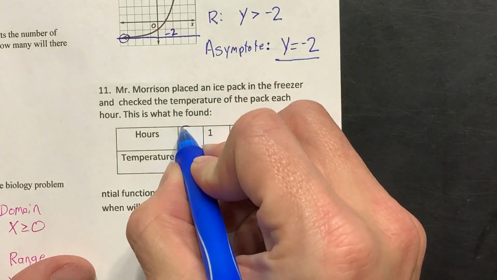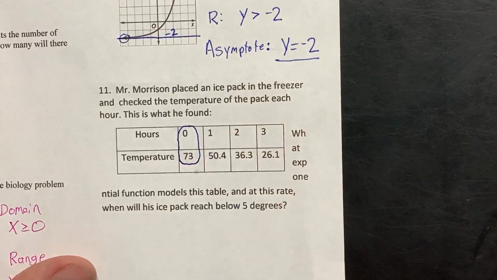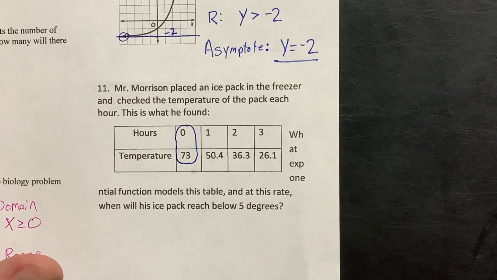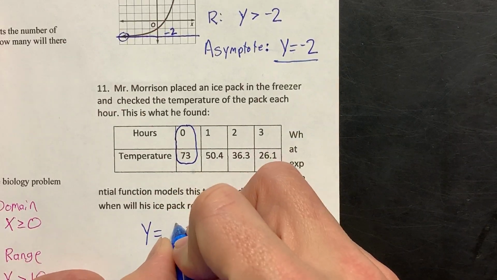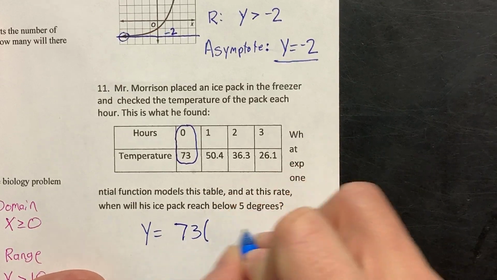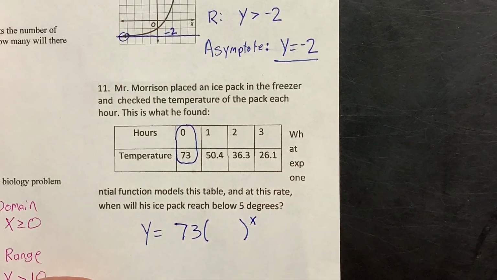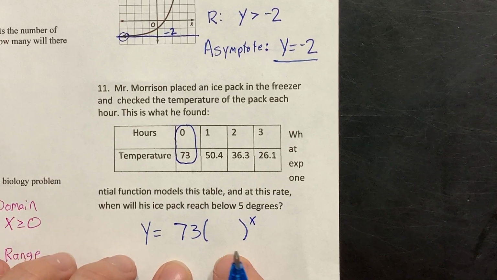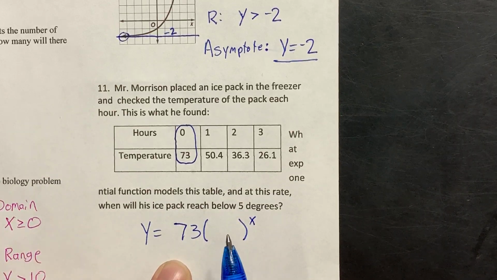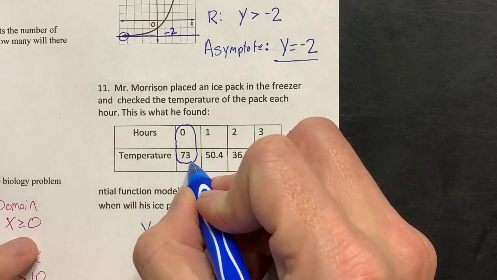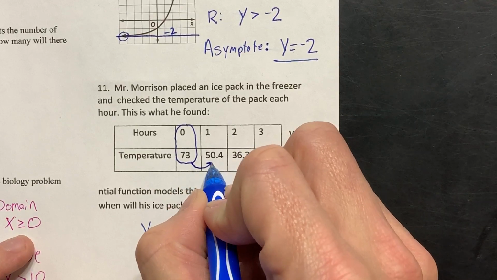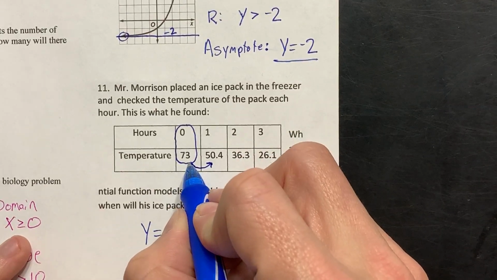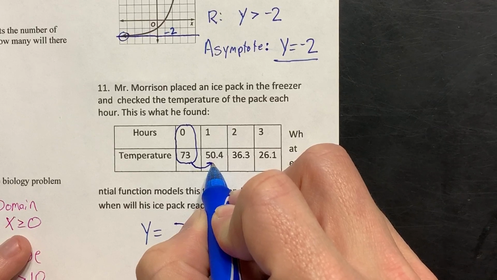I can tell just from looking at this, 0 hours, 73 degrees, that is the starting amount. So my exponential function is 73 times something to the power of x. I know that this growth rate here is going to be smaller than 1 because this is shrinking. I just need to figure out how much it is shrinking by. In other words, 73 times what gives me 50.4.